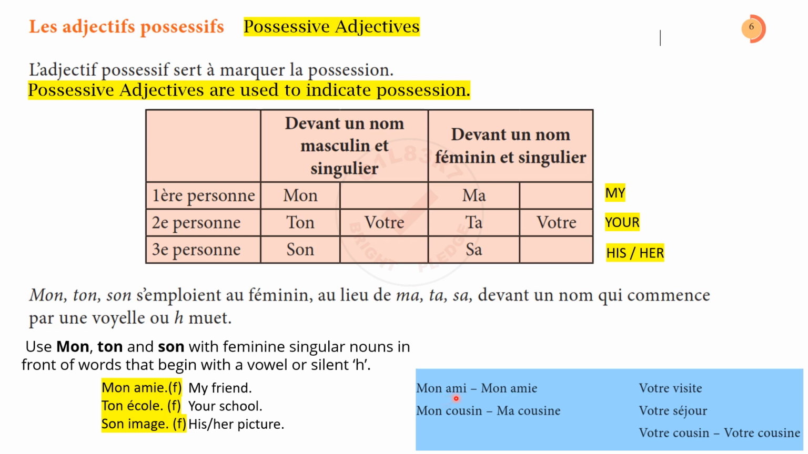Alright. And so a few additional examples here from your book. You have mon ami. So you could see that AMI, friend who's a boy, AMIE, friend who's a girl. Similarly, if you say cousin, mon cousin, meaning cousin brother, ma cousine, cousin sister, votre visite, your visit, votre séjour, your stay. Again, you have votre cousin, votre cousine, okay, your cousin brother or your cousin sister.